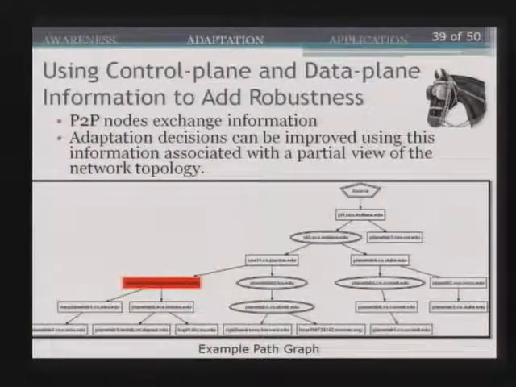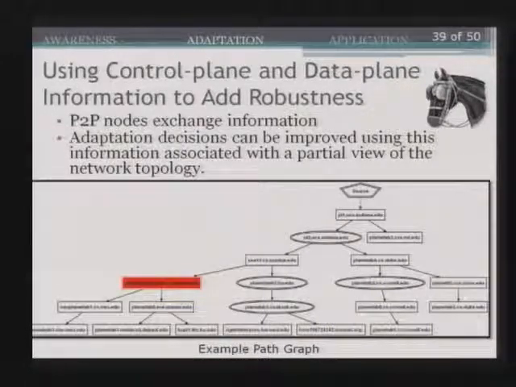In order to use the control plane and data plane information to add robustness, as I was mentioning before, each of the nodes periodically probes its peers for information. As it receives information back from its peers, a node will construct a path graph as shown here at the bottom of the slide. And it uses this path graph in order to check the sanity of the data it is receiving back from its peers and neighbors.